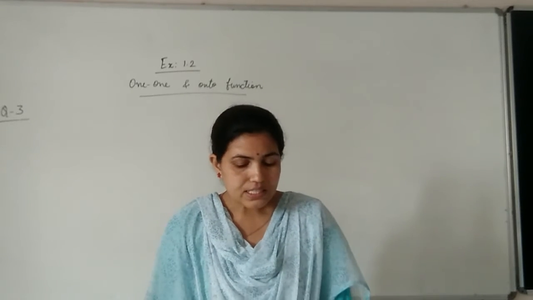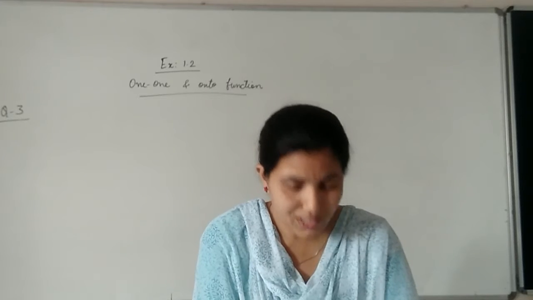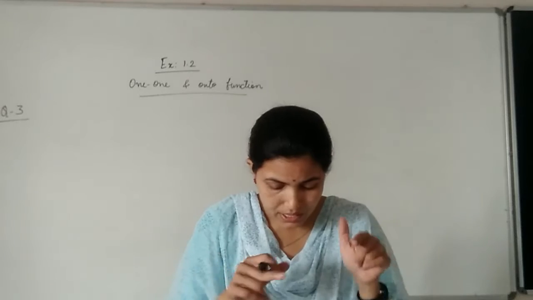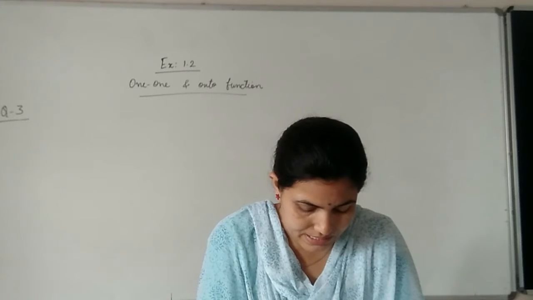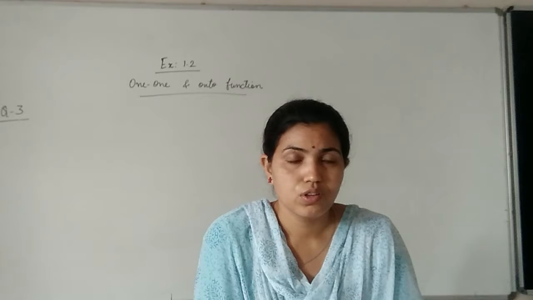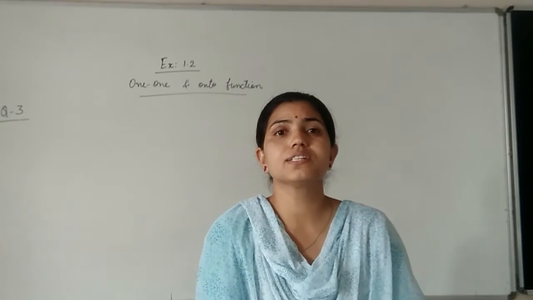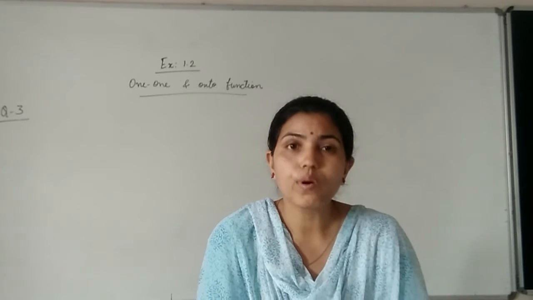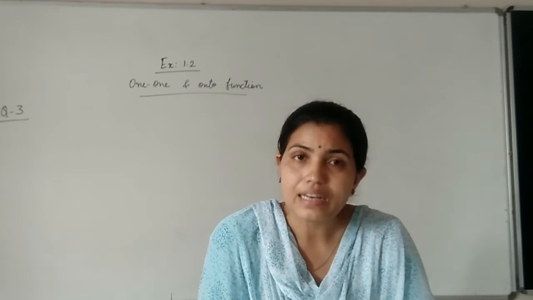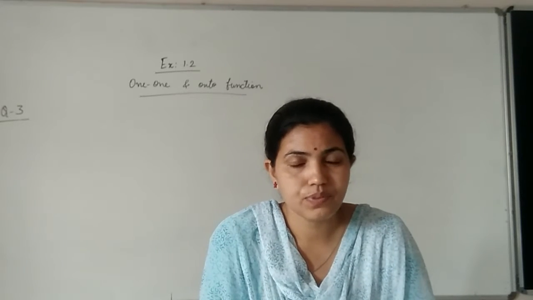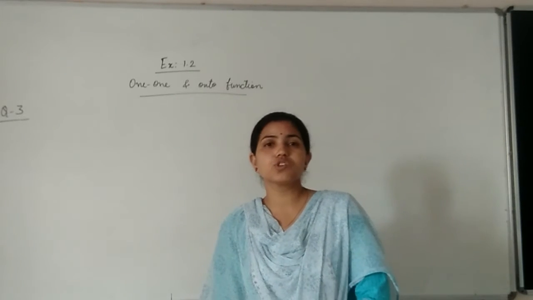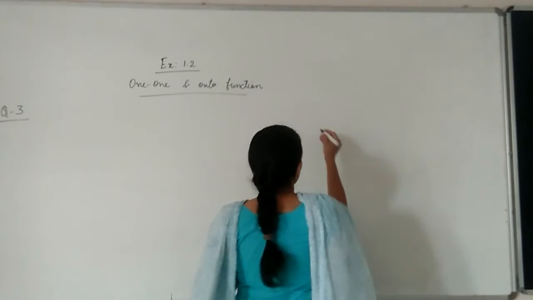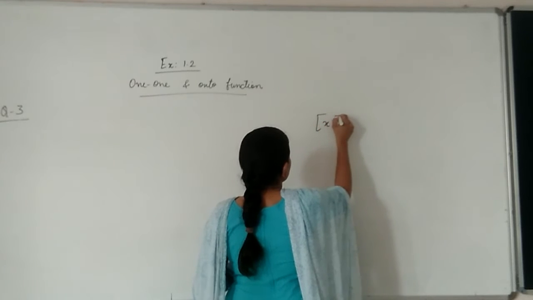Prove that the greatest integer function f from R to R given by f of x is equal to the greatest integer, that is [x] in a square bracket, is neither 1-1 nor onto. So we have to prove here that the greatest integer function is neither 1-1 nor onto. What is the greatest integer function? That is the integer less than or equal to x. Students, we have seen the definition of the greatest integer function in 11th class. Again I am repeating the definition.